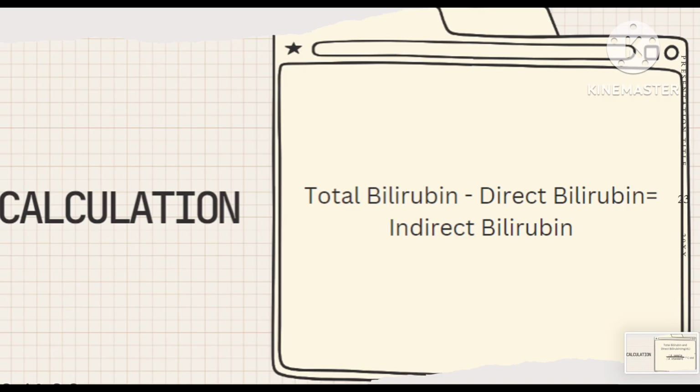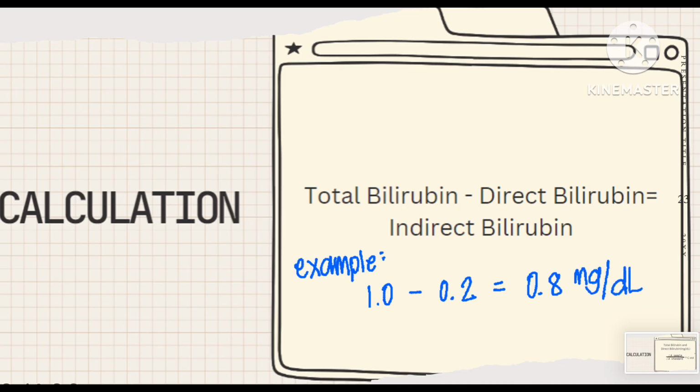This is how we calculate indirect bilirubin. It's very easy, just subtract direct bilirubin from total bilirubin. For the instruments that we use in the laboratory class, it is already pre-computed for us, so there is no need to manually calculate this. So let's say, for example, the total bilirubin value of your patient is 1 milligram per deciliter, and the detected direct bilirubin is 0.2 milligrams per deciliter. The calculated indirect bilirubin would be 0.8 milligrams per deciliter.